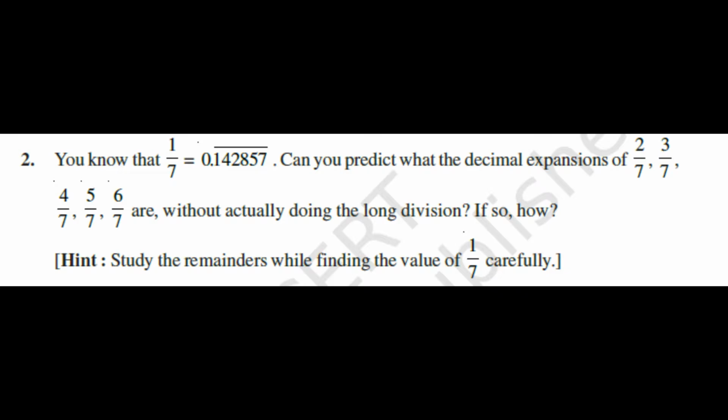Now we move on to question 2 of the exercise. Question 2 says, you know that 1 by 7 is equal to 0.142857, repeating the 6 digits. Can you predict what the decimal expansions of 2 by 7, 3 by 7, 4 by 7, 5 by 7 and 6 by 7 are without actually doing the long division? And if so, how? And there's a hint over here that says study the remainders while finding the value of 1 by 7 carefully.